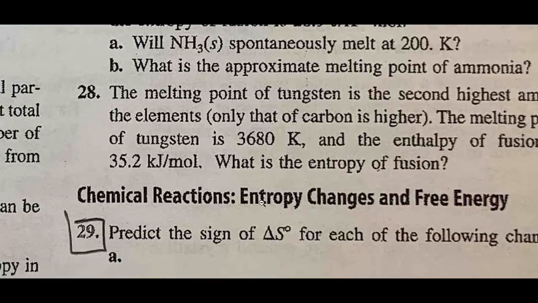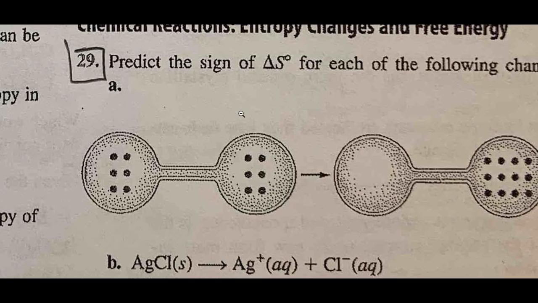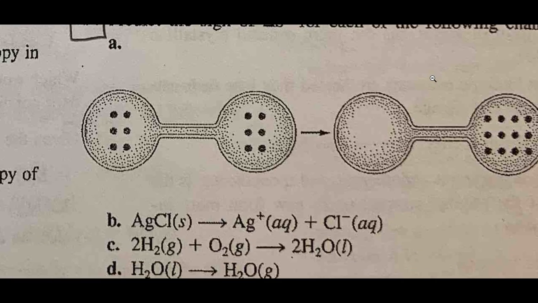Now, new board. Let's go to these questions. These questions ask us, predict the sign of delta S for each of the following changes. Well, delta S is disorder. You told me that, and I said that. We both know it. It's disorder. Well, what happens here? We have two possible states for the gas particles in this glass tube, right? On this side, we have one possible state for all of the gas particles in this glass tube. Going from two states to one state is less disorder. We can kind of tell that. So we're decreasing in disorder.